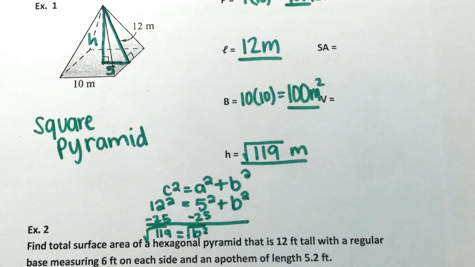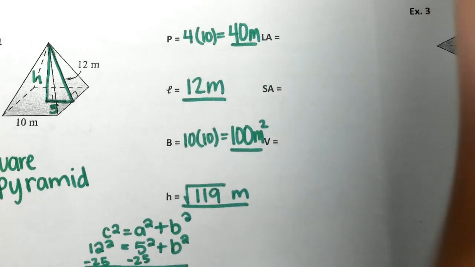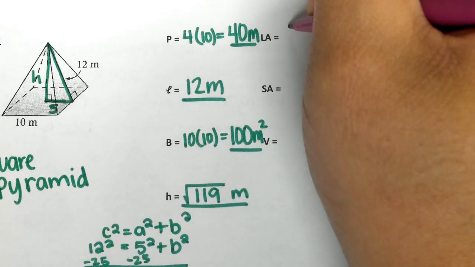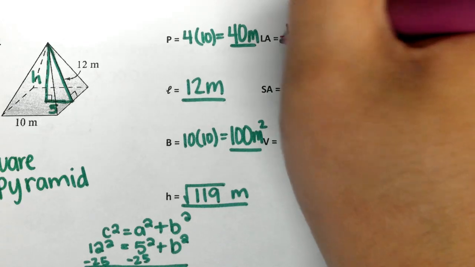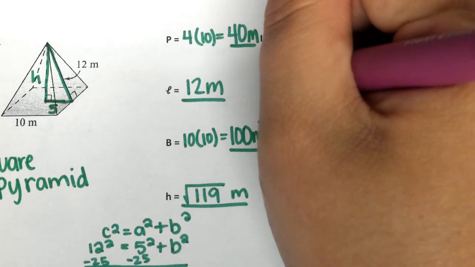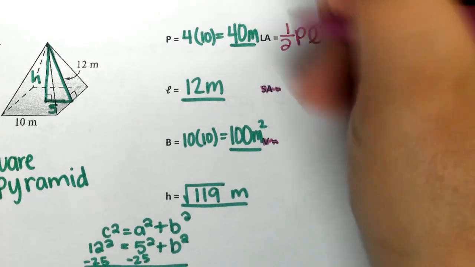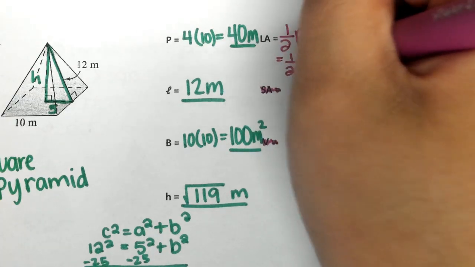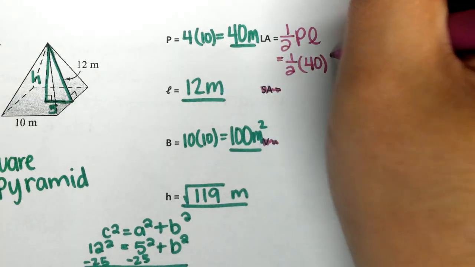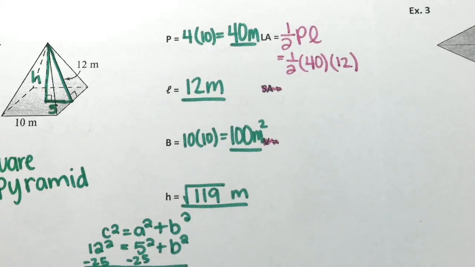All right. Now, we have all the information we need. We just now need to plug into the formulas. Look at my board, please. I'm going to write the equation down first. What's the equation for lateral area? 1/2 PL. By the way, these are really smushed together, so I'm going to cross them out and do them on my own. 1/2, what's my perimeter? What's my L? What is half of 40 times 12?